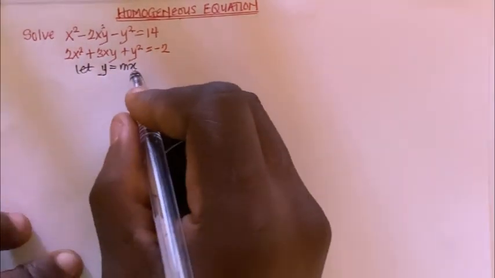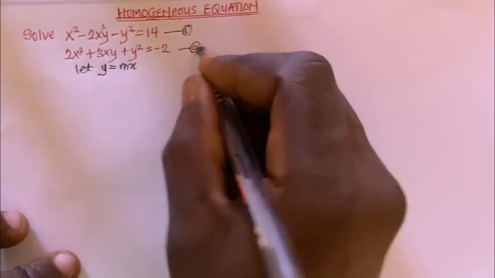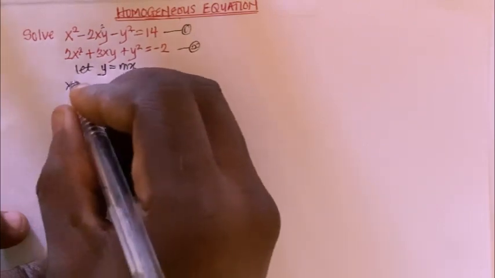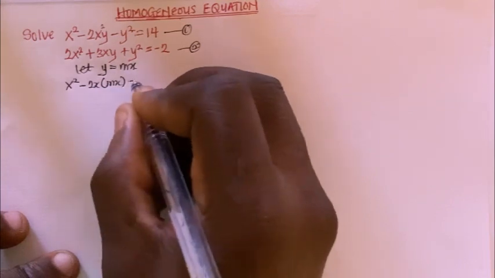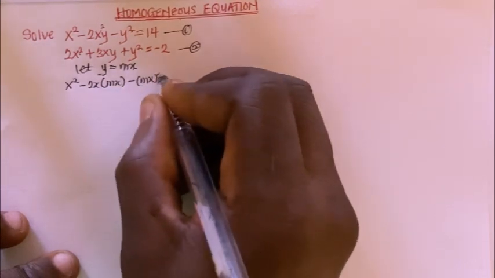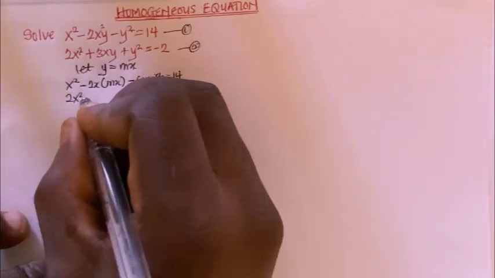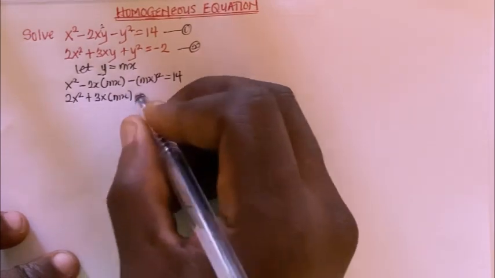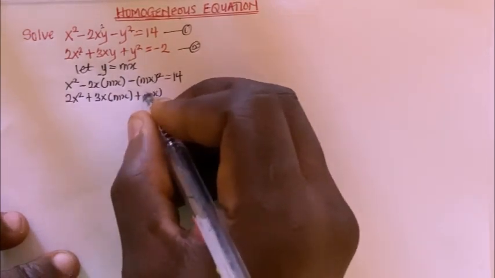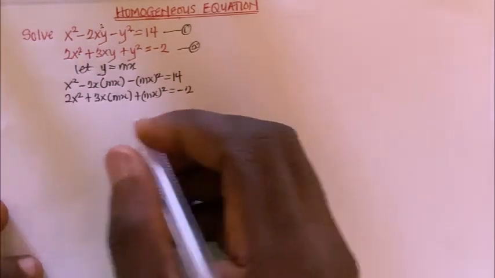If y equals mx, then you can just put it into both equation 1 and equation 2. If you put it into equation 1, you're going to have x squared minus 2x into brackets mx, minus mx all squared equals 14. Then the second one, you're going to have 2x squared plus 3x into brackets mx, followed by plus mx all squared equals minus 2.